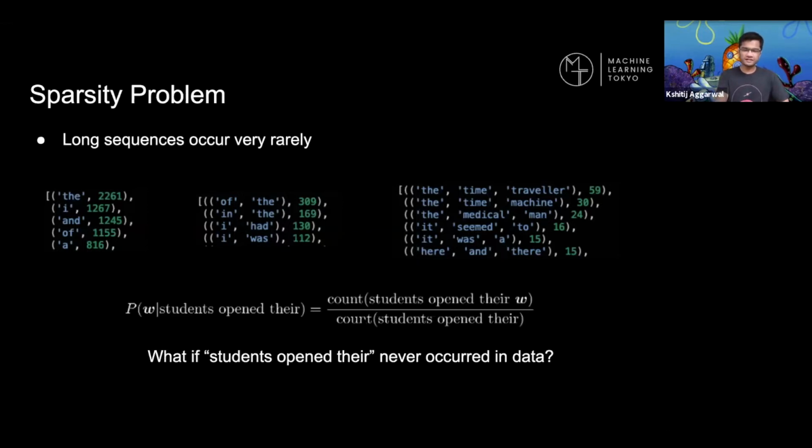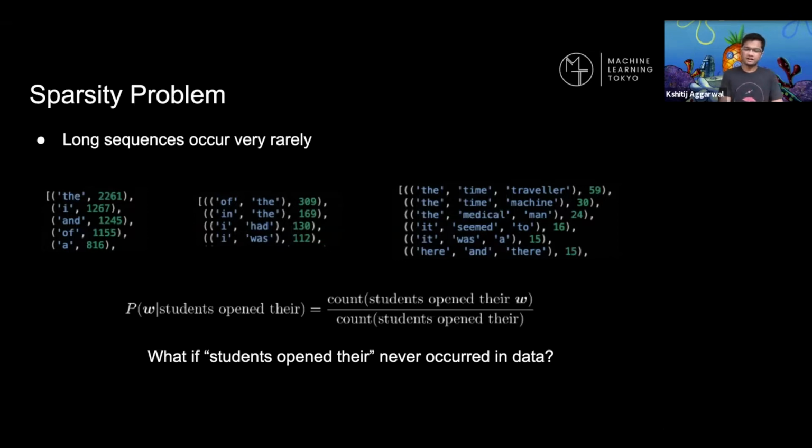So this creates a problem. For example, we wanted to calculate this probability. What if the phrase "students opened their" never actually occurred in our data? Then we would not have any number in the numerator, and we would not have any number in the denominator. So we would not be able to calculate this probability just because that phrase did not occur in our data set, or it occurred only once.